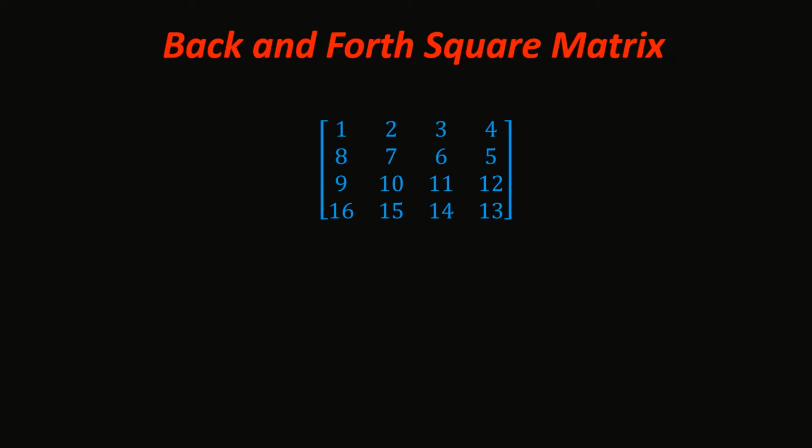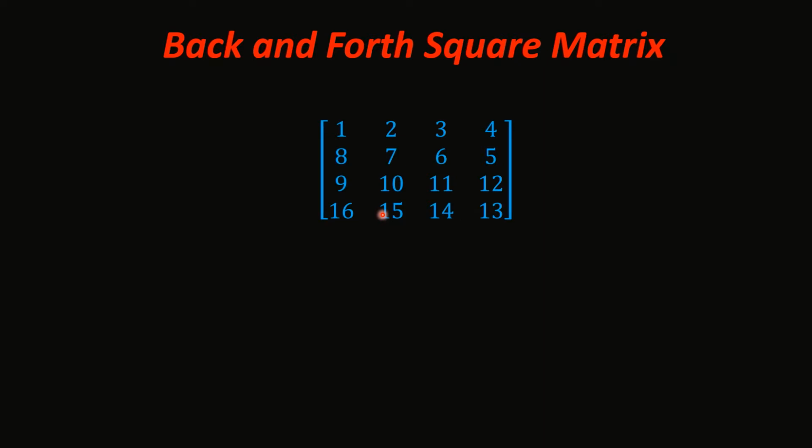Hey guys, in this video I will show you how you can code a back and forth square matrix. Now what do we mean by back and forth? This is simply where the elements will be increasing in this order: 1 2 3 4 5 6 7 8 9 10 in this fashion.